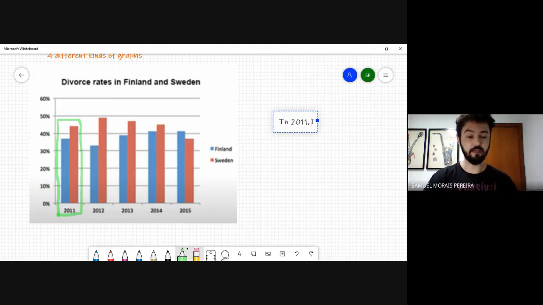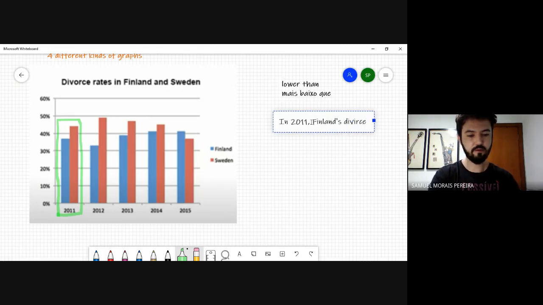So I can say, pay attention, ó, eu estou usando a expressão lower than. Quer dizer, aqui é um L, sorry. Lower than. Lower than significa mais baixo que, okay? So, pay attention to my sentence here, olha. In 2011, Finland's divorce rates, just a moment, be a little bit patient. In 2011, Finland's divorce rates were lower than Sweden's.